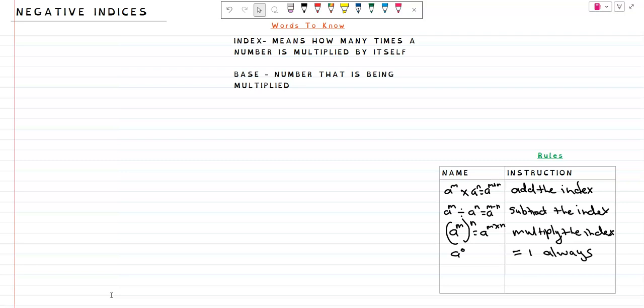Today we are going to continue with the lesson that we learned before with our previous video. We learned about indices in our previous video, and now we're going to learn about negative indices. Now, as we all know, there are words that we need to understand when working with indices. We need to understand what the index is. An index means how many times a number is multiplied by itself. And what is a base? A base is the number that is being multiplied.